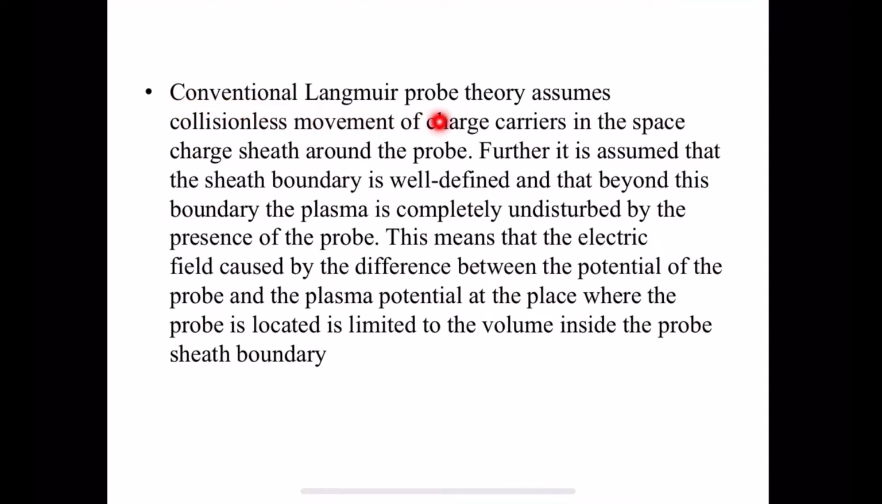Conventional Langmuir probe theory assumes collisionless movement of charge carriers in the space charge sheath around the probe. Further, it is assumed that the sheath boundary is well defined and that beyond this boundary, the plasma is completely undisturbed by the presence of the probe. This means that the electric field caused by the difference between the potential of the probe and the plasma potential at the place where the probe is located is limited to the volume inside the probe sheath boundary.